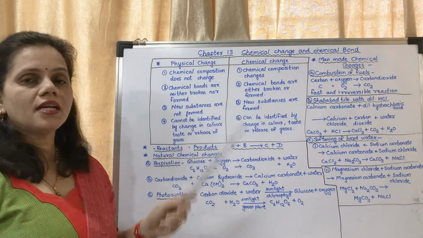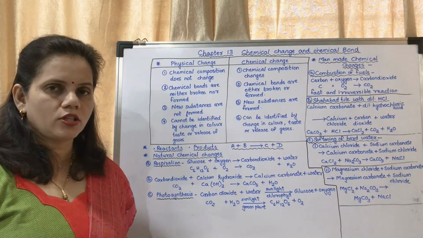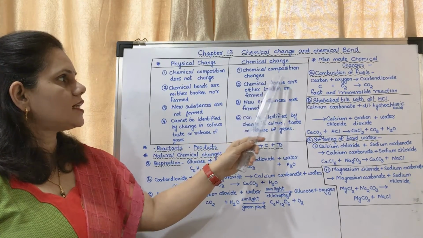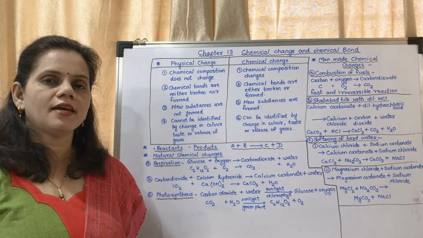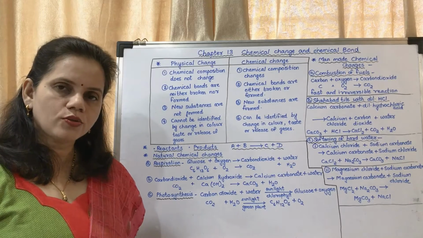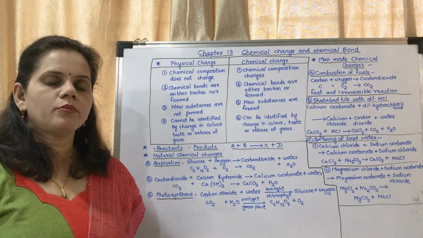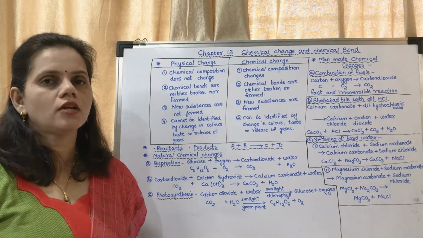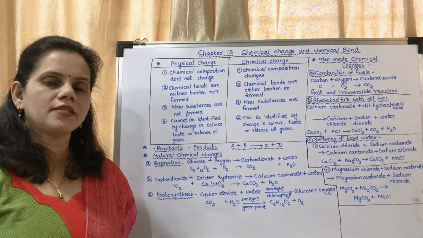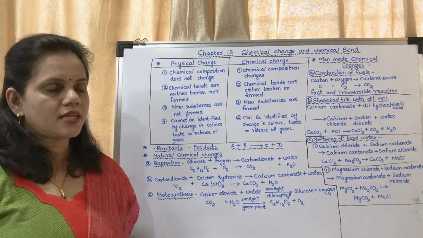In physical change, the chemical composition does not change. The chemical composition of the particular compound does not change in physical change. In chemical change, the chemical composition changes. For example, H2O is water. Ice is also H2O. Vapor is also H2O. That means the molecular formula H2O does not change in case of a physical change. So the chemical composition remains the same in a physical change and changes in a chemical change.